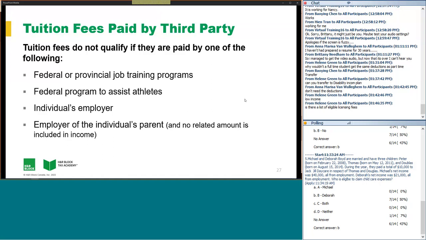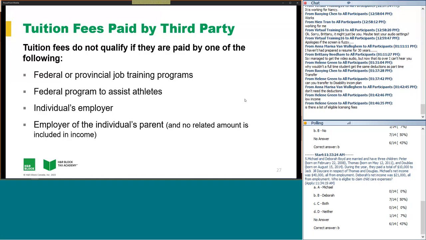You might still get a receipt. You might get a T2202. You cannot claim a tuition credit if you didn't pay for it. So what counts as not paying for it? If it's a federal or provincial job training program, because you get tax-free money to pay for your course, you can't also claim the tax credit for paying for your course.